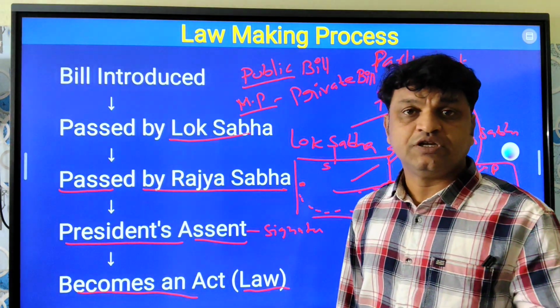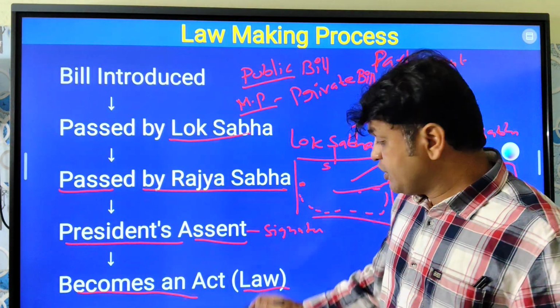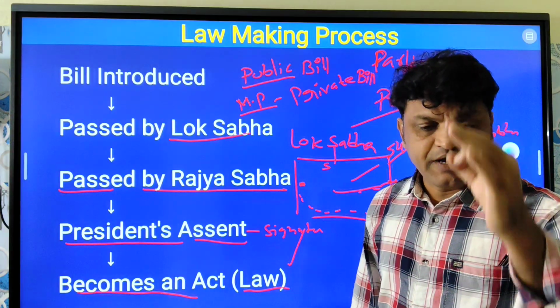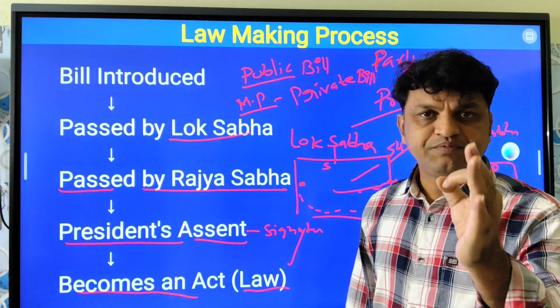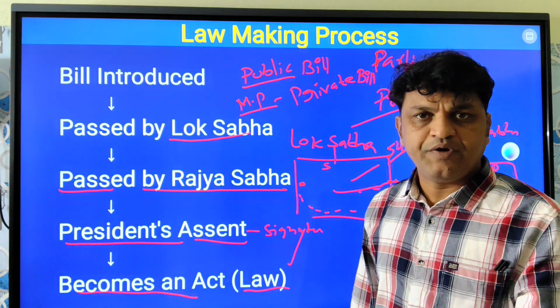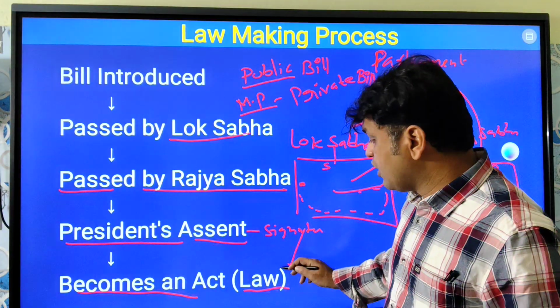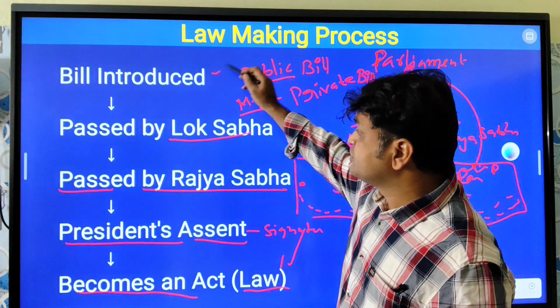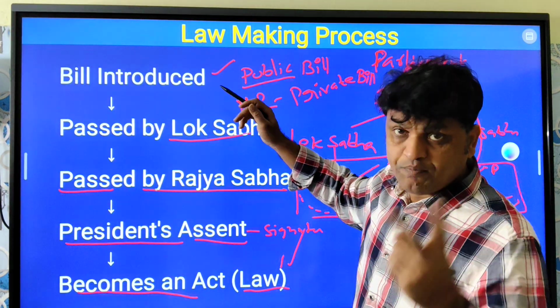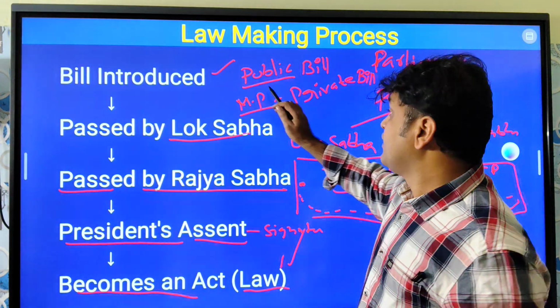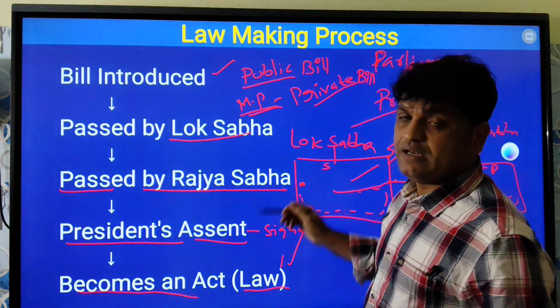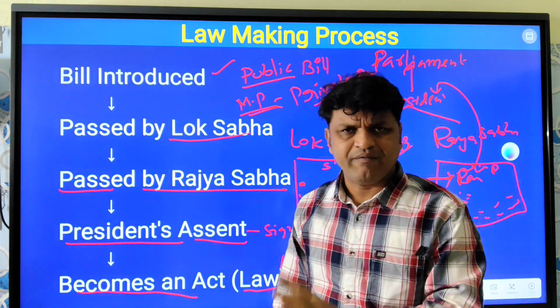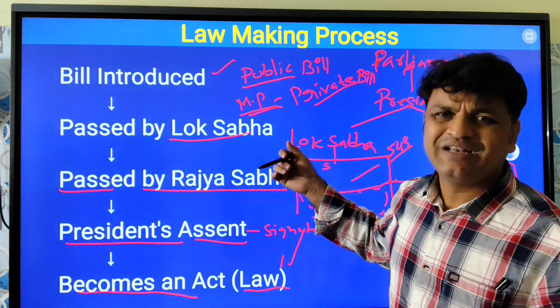I told you what the constitution is: a set of rules and regulations. So it becomes a law. Once it becomes a law, it is the duty of the citizens of India, the people of India, to follow that law. This is the structure, Nana. So a bill is introduced by two kinds of people. If by a minister, it is called a public bill. If by an MP, it is called a private bill. So there is a difference between the public bill and private bill. Mostly private bills will be rejected.